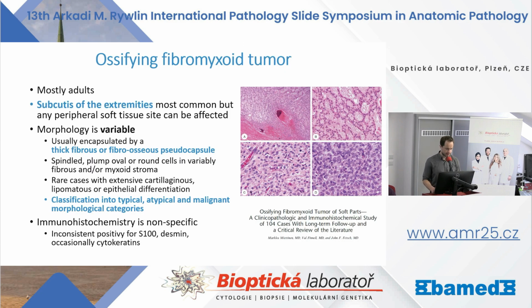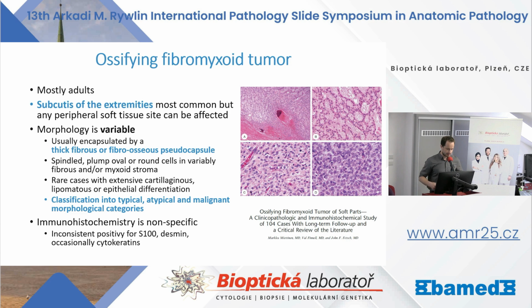So these tumors occur mostly in adults, and they typically involve subcutis of the extremities. But basically, any peripheral soft tissue site can be affected. And when I say peripheral soft tissue, it means you don't expect these tumors in the retroperitoneum or mediastinum or these deep soft tissue structures, but mostly extremities, trunk, or occasionally head and neck as well. Subcutis or deep soft tissues are usually affected, but you can also see very superficial cases involving the dermis, as we saw in our case. Our case was growing almost abutting the epidermis.